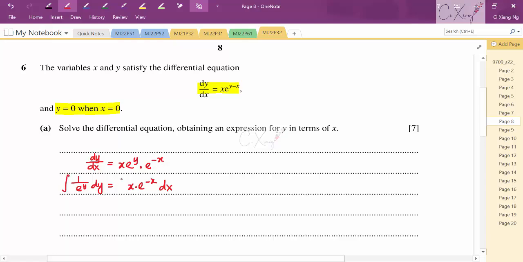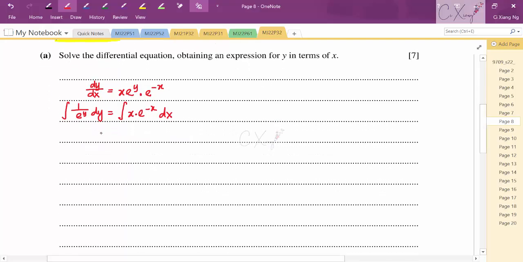And now I can put the integration sign. All right, so we can proceed with the integration. But for the right hand side, generally, if I want to integrate this particular function here, I need to apply integration by parts. So before that, maybe I need to find the answer for integration by parts first, where x belongs to algebra and e belongs to exponential. So it follows the LIATE rule, L-I-A-T-E.